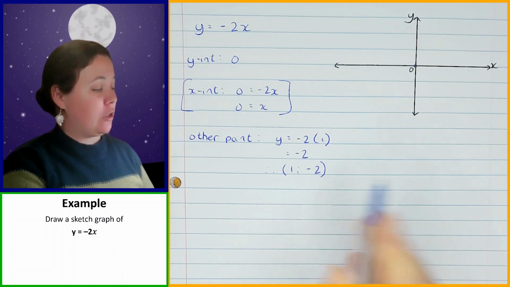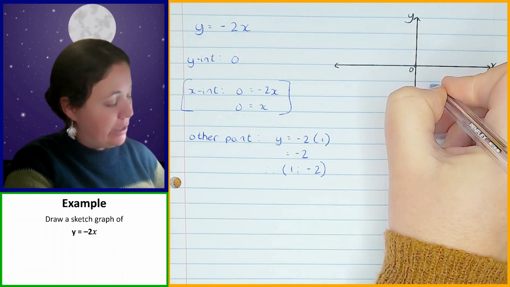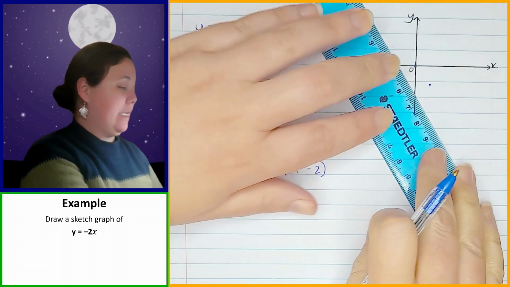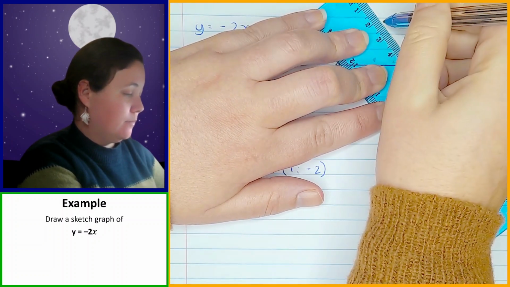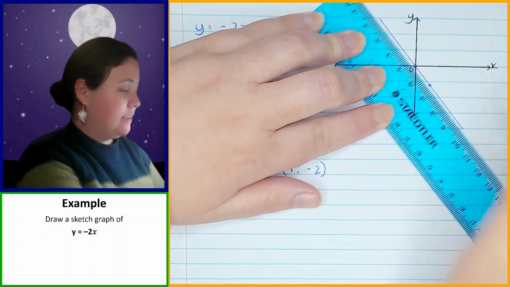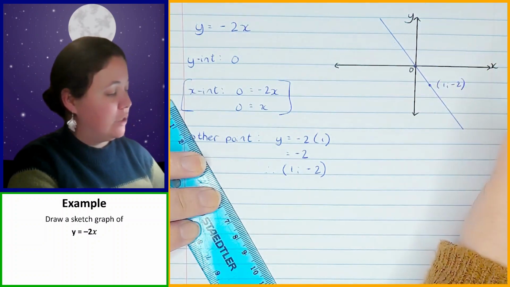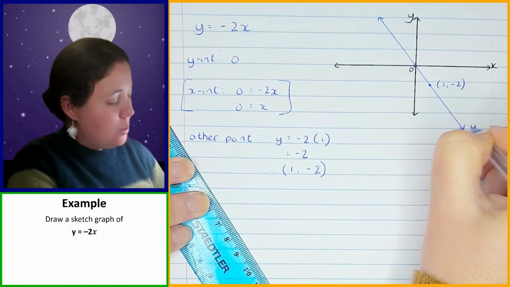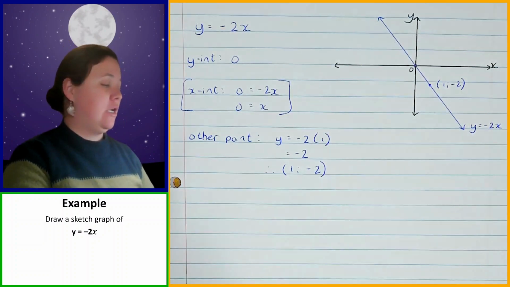So now I'm going to go and plot that on my graph. So my point 1, negative 2 is going to be somewhere down here. Okay, so now I can go and join that up. Like that. I'm going to label this point, which is 1, negative 2 with its coordinates. And then I'm going to label my graph. Y equals negative 2x. Okay, and just make sure that the origin is labeled there as well.